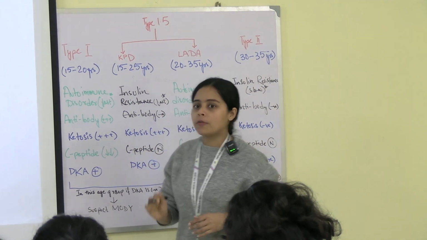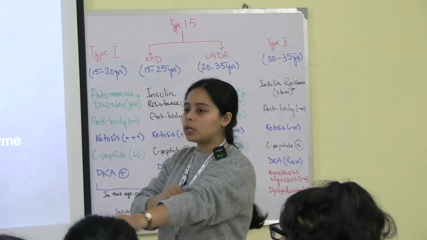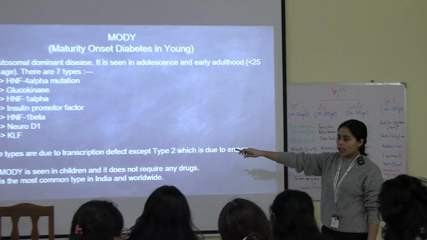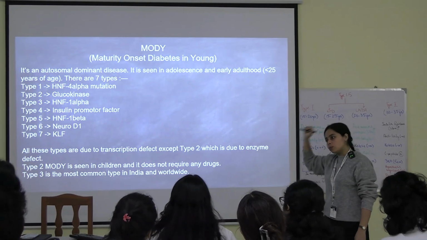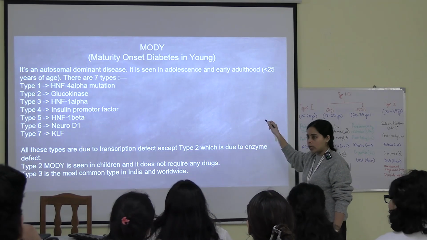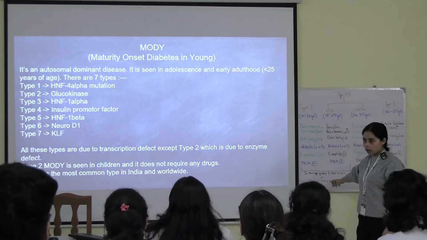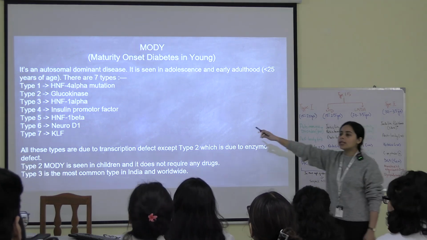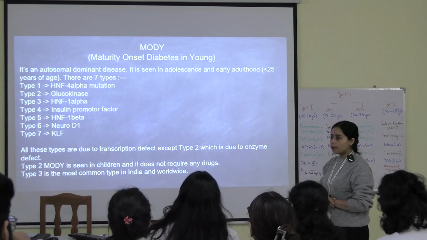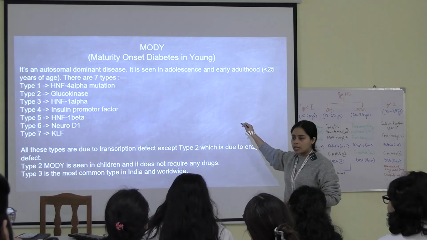Now how to confirm whether it is MODY or not? That is by checking the transcription factors, this type 1, 2, 3, 4, 5, 6, 7. Okay, if one of them is present, it means it is MODY. So if type 7 is present, it means type 7 MODY. That's how we confirm. We suspect here and we confirm by this transcription test. So we check which type of MODY it is, if it is MODY.